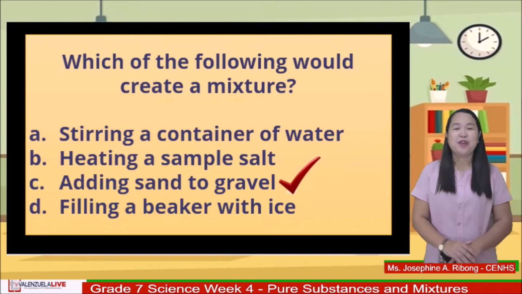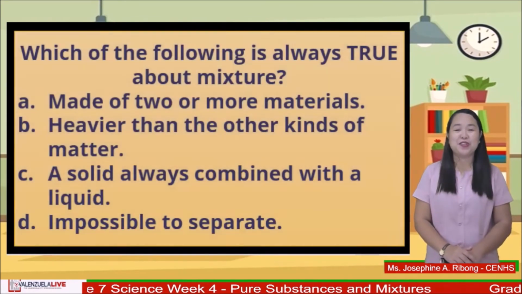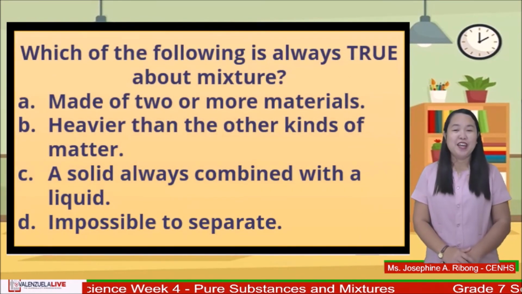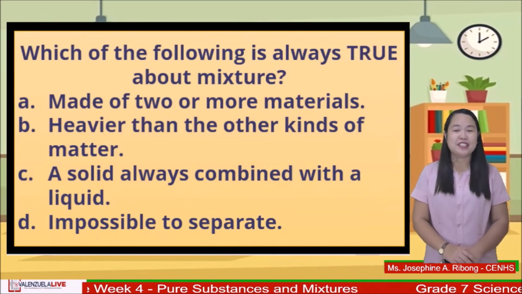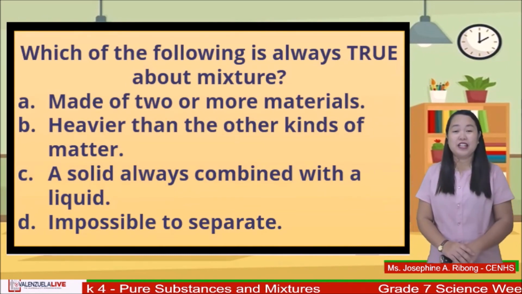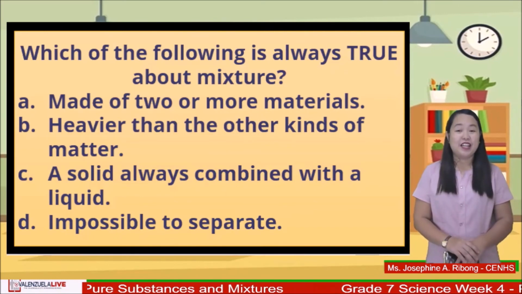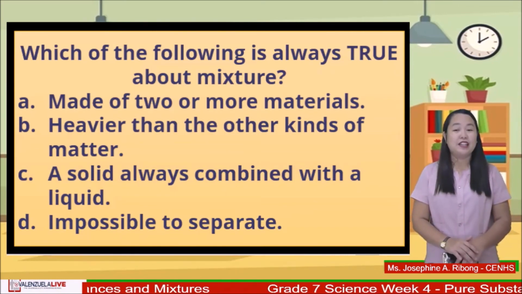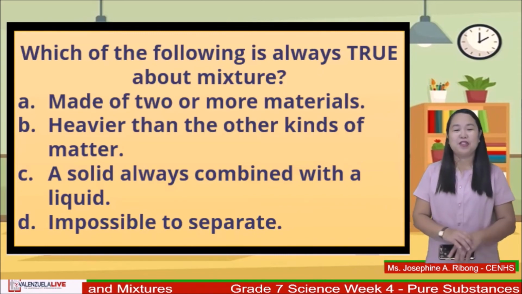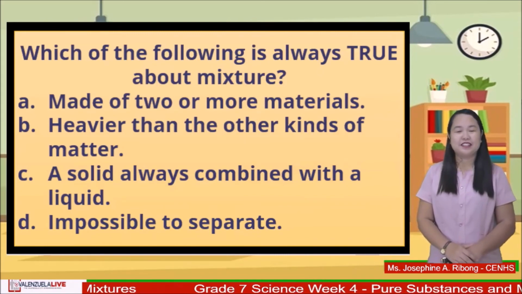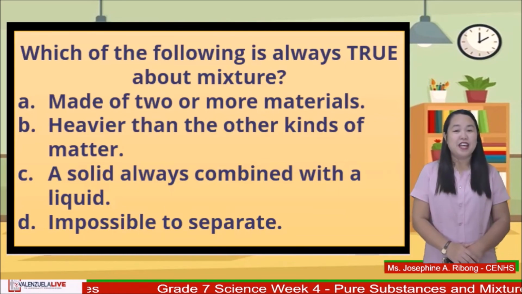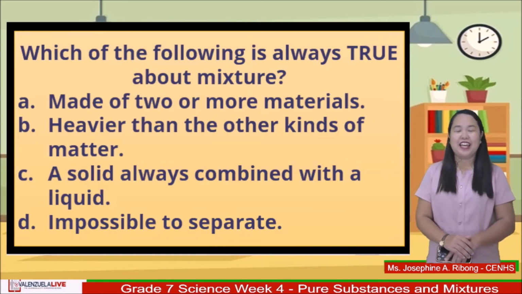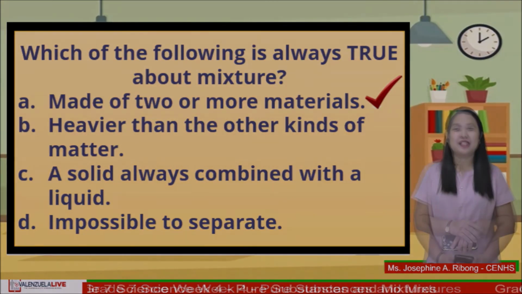And last, which of the following is always true about mixtures? A. Made of two or more materials. Letter B. Heavier than the other kinds of matter. Letter C. A solid always combined with a liquid. And letter D. Impossible to separate. The answer is letter A. Job well done, grade 7 learners.